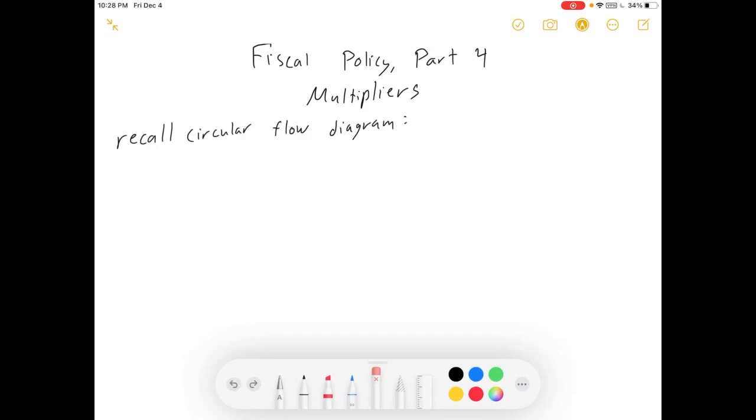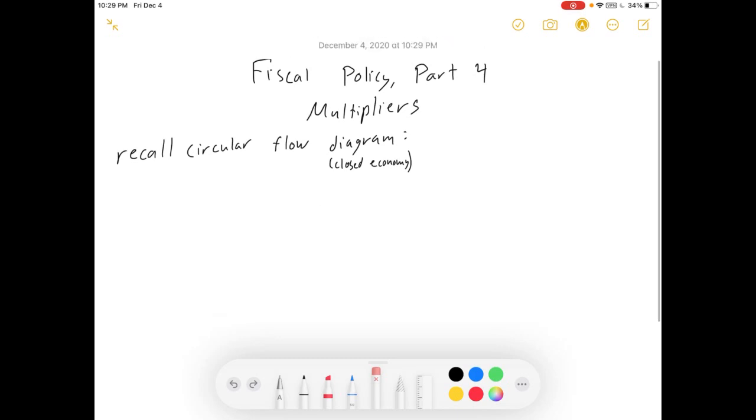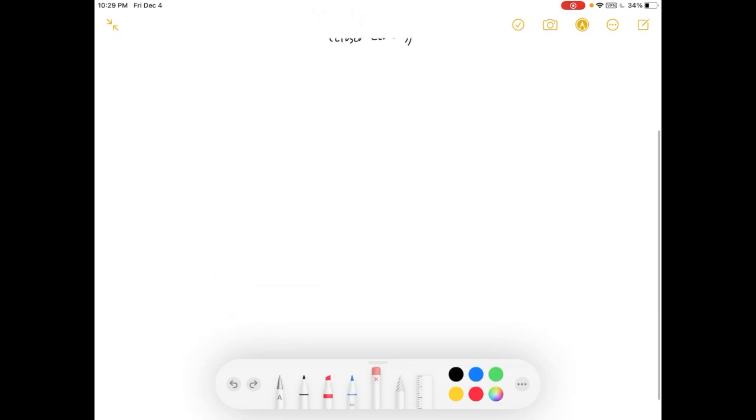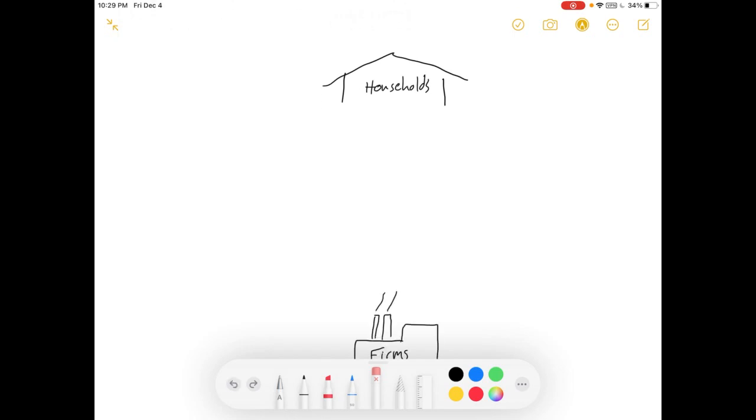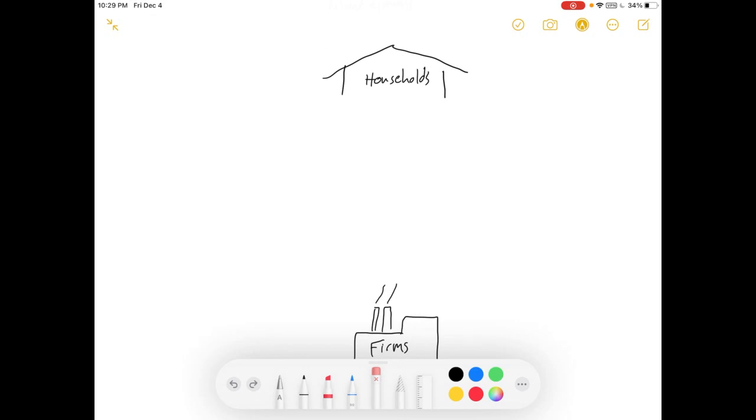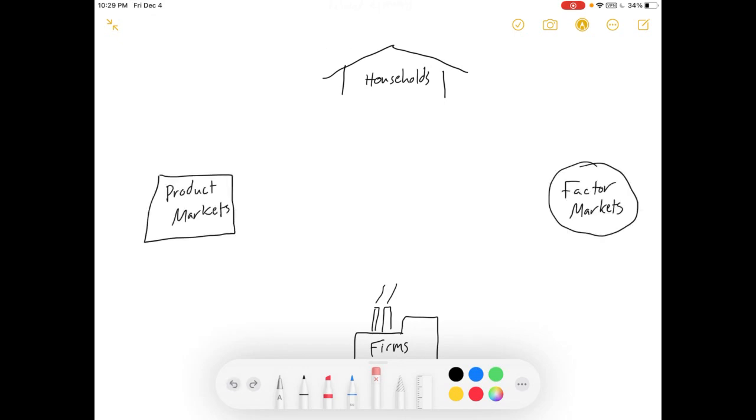So I want to start with just remembering from the beginning of class we had a circular flow diagram, and I'm going to stick with the closed economy version of it. We can complicate it later, but that would mess with the multipliers I'm going to show you today. So let's start by remembering the players in the circular flow diagram. There's households and firms, and these two entities interact in product markets and in factor markets.